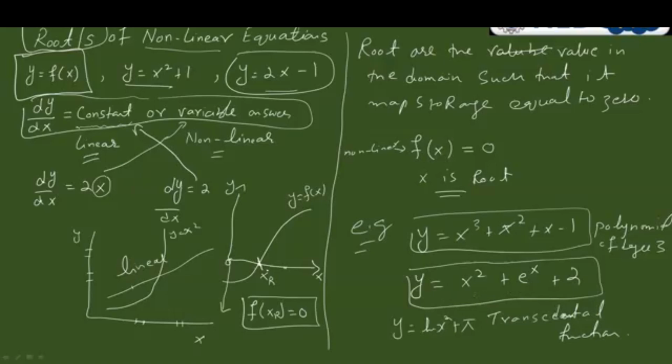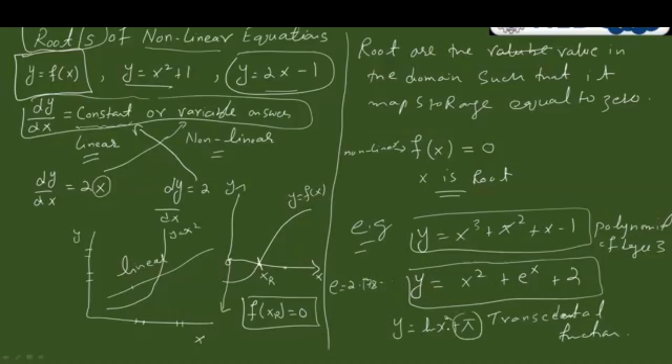Transcendental equations are those equations which usually cannot represent the answer exactly. For example, we all know that this equation has a parameter e, which is called Euler's number, and this has a value of 2.71828 something, which is irrational. It will continue further. So if I put any constant like this in the equation, then I never get an exact answer.